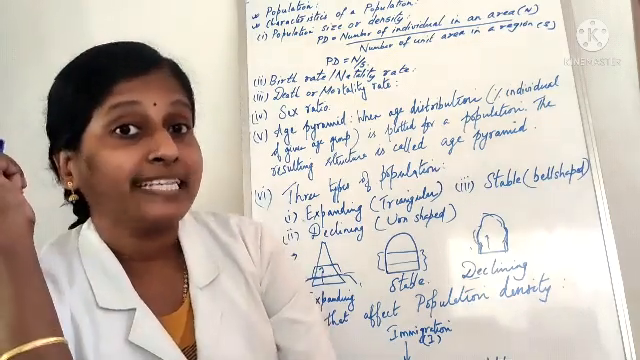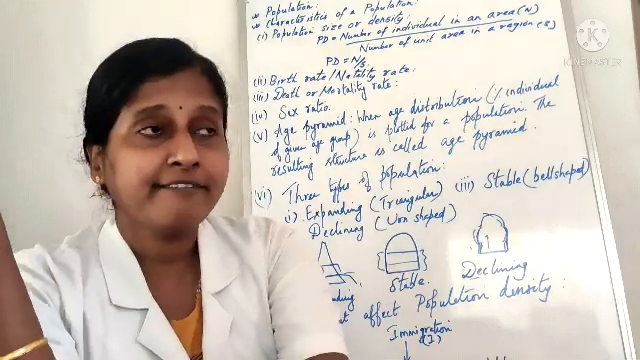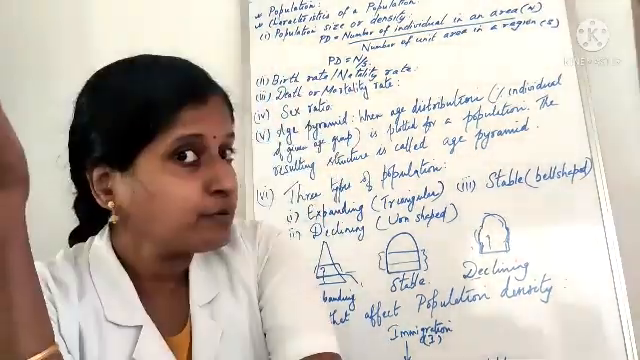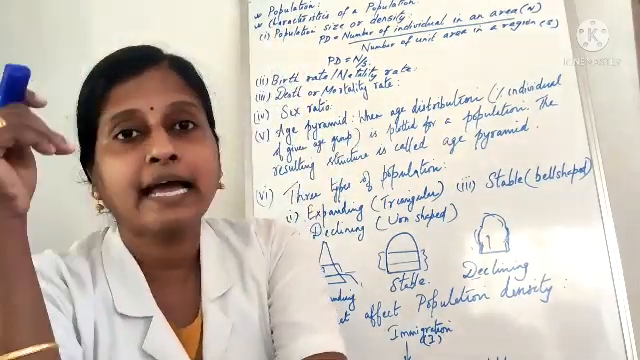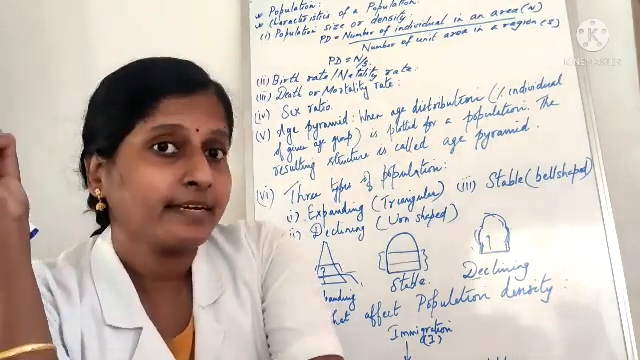The next one is your death rate or mortality rate. So what do you mean by death rate? The same 1000 individuals. From house 1 to 1000 individuals we have calculated, isn't it? So in that 1000 individuals, how many have died? That will be coming as the death rate.